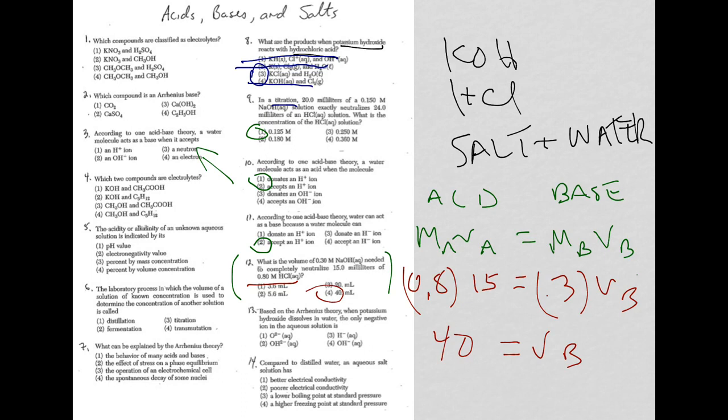Based on Arrhenius' theory, when potassium hydroxide dissolves in water, only negative ions. So now we're back to Arrhenius' theory on a base. The only negative ions are OH minus. If he had asked about an acid, it would be the positive ions being H plus. But this is a base, so this is OH minus. And then finally, for question 14, compared to distilled water, an aqueous salt solution has... Again, acids, bases, and salts are all good conductors of electricity, known as electrolytes, and there it is, choice 1.